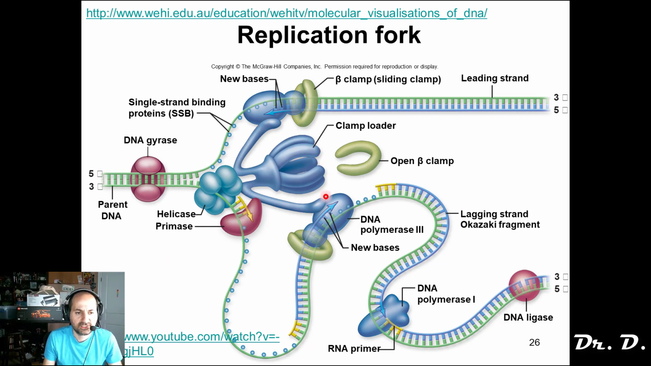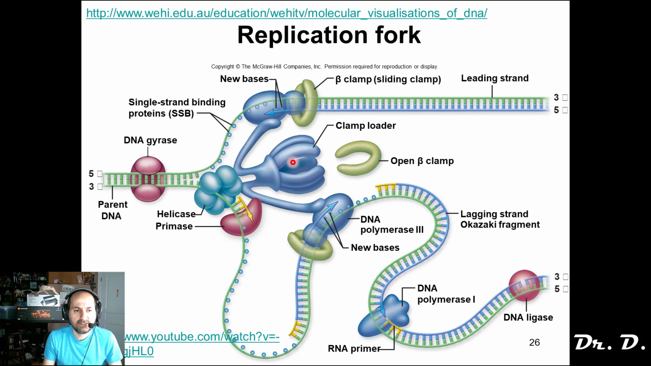this thing that kind of looks like an octopus in this image. This is called the clamp loader or beta clamp loader. And what the clamp loader does is it loads these things. These are proteins called open beta clamps. Okay, so you've got beta clamps, and here's the clamp loader. These are the clamps that it loads.